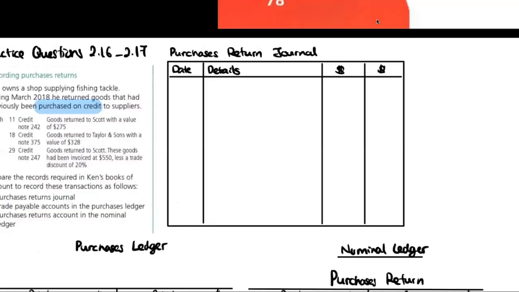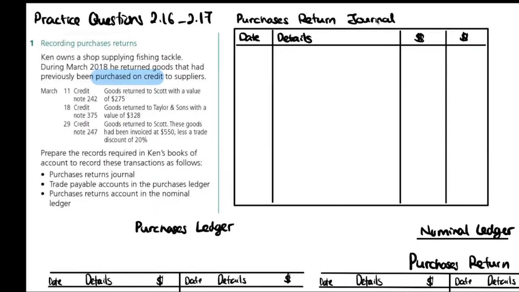Okay. Let's look at my purchases return journal first. March 11, we have goods returned to Scott with a value of 275. So I'm just going to write Scott. Since there's no calculation, I'm just going to put it in the second column. And then on March 18, goods returned to Taylor and Son, valued at 328. So Taylor and Son, 328. I'm just going to leave it as it is.